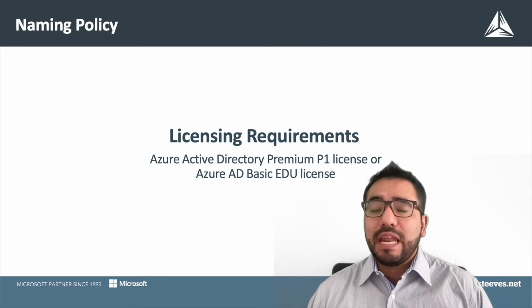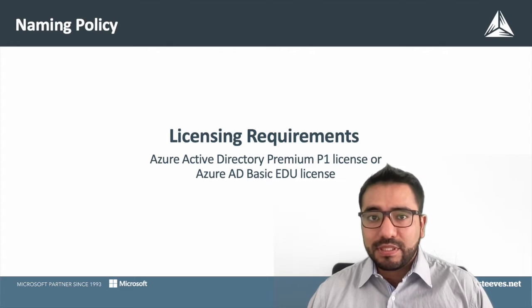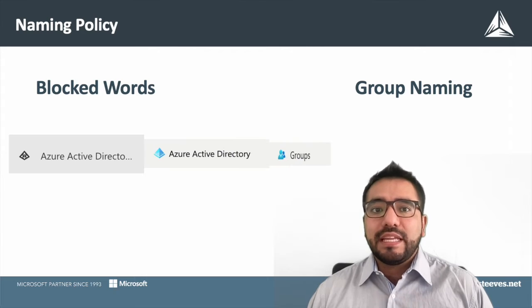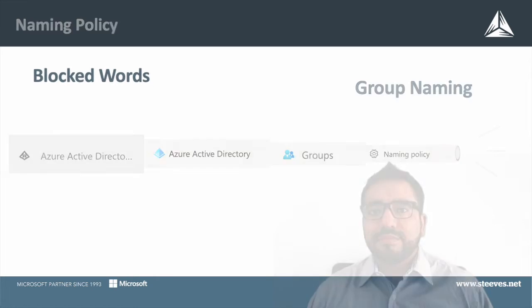Now, let's review the naming policy in Microsoft Teams. There are two options. First, block words, and second, group naming. You can find these by accessing your admin portal, navigating to the Azure Active Directory site, selecting your Active Directory, and clicking Groups. In there, you will see the naming policy option under Settings.